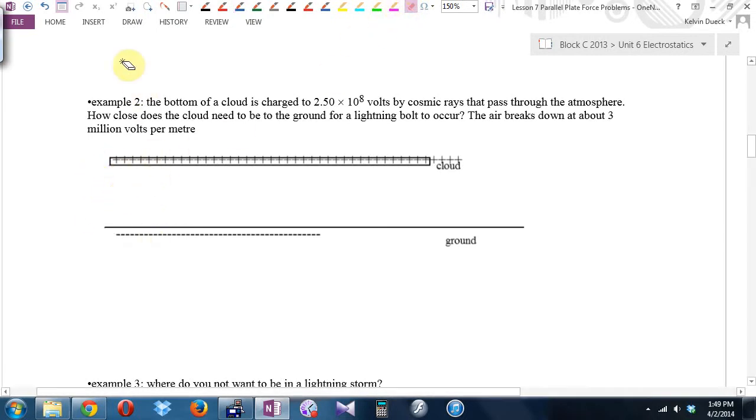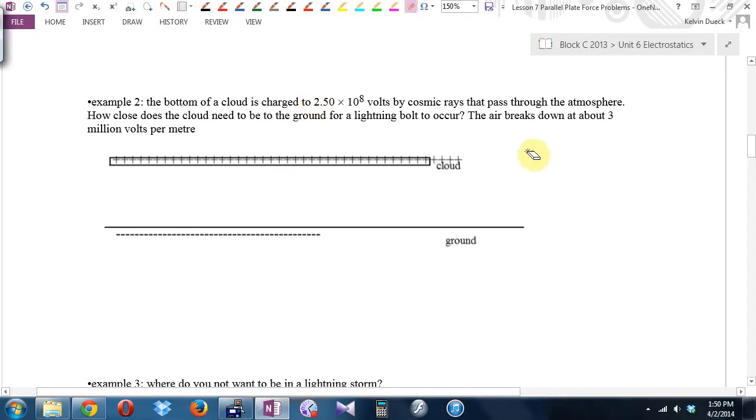Now, as cosmic rays come through the cloud, they can actually knock off electrons. They can actually separate charge in the cloud itself so that you can end up with the bottom of the cloud being negatively charged, or the bottom of the cloud being positively charged. In this case, positively charged. How close does the cloud need to be for a lightning bolt to occur? The air breaks down at about 3 million volts per meter.